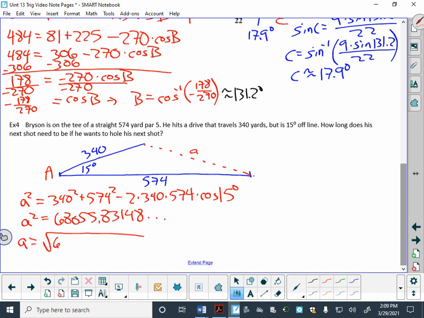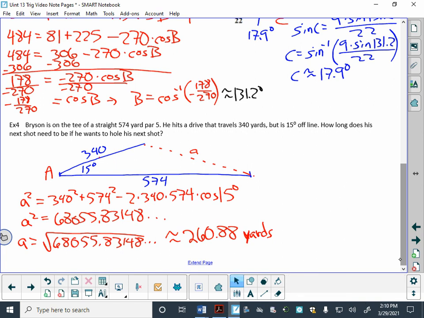Square root of 68055.83148, etc., which is approximately, I'll use the previous answer feature on my calculator, again, approximately 260.88 feet, or yards, sorry, that he has remaining to the hole.